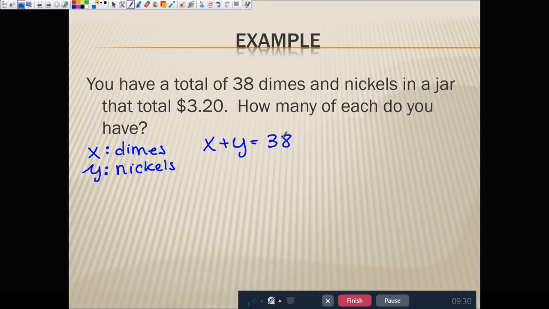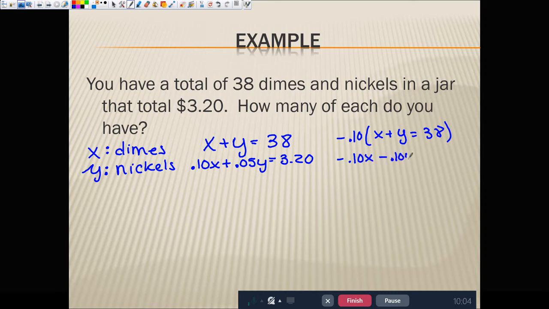And then I'm going to do my money next. So how much are dimes worth? 10 cents. And nickels? 5 cents. And how much money do I have total? $3.20. So these are two standard form equations. So I need to multiply the top equation by my opposite. So -0.1. That's gonna give me negative 0.10x minus 0.10y equals negative 3.8.